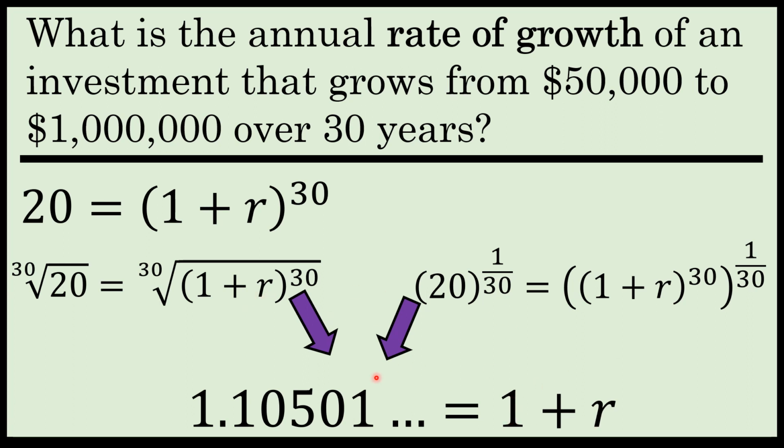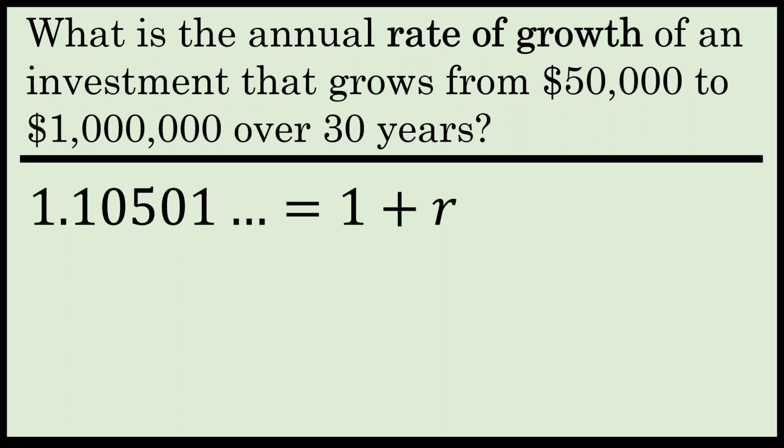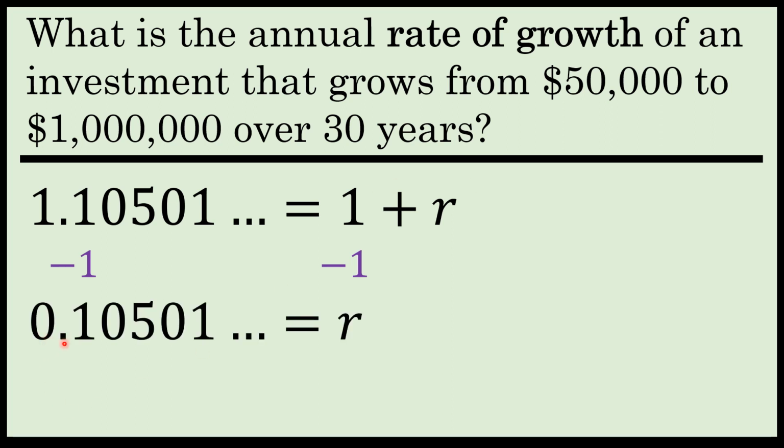Either method accomplishes the same goal of eliminating the exponent on the quantity, and at this point, our equation is almost solved. 1.10501 and so on is equal to 1 plus r. One more step to solve this equation. All that's left to do is subtract 1 from both sides of the equation to isolate r. That results in 0.10501. Again, this is an irrational number on the left side of the equation, and it's the value of r. It's the annual rate of growth of this investment.